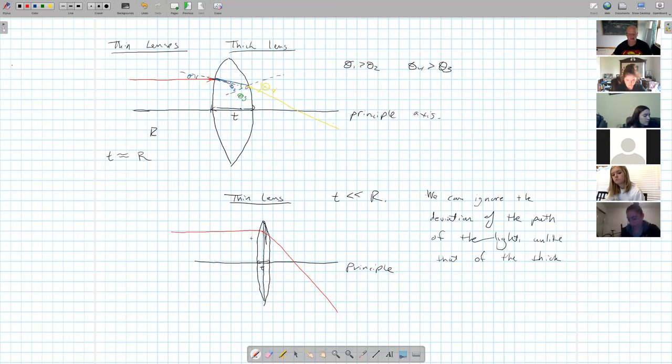So this is thin lenses. Basically, it's just going to simplify our calculations as much as possible. Okay, so we're going to only look at thin lenses then. We're going to ignore this thick lens. Okay. So good. So thin lenses.